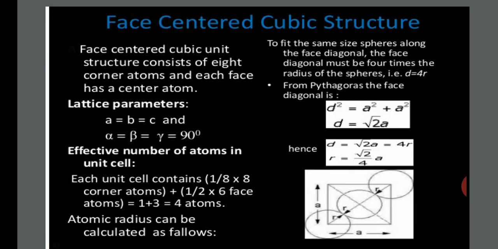Face centered cubic structure. The face centered cubic unit structure consists of 8 corner atoms, and each face has a center atom.